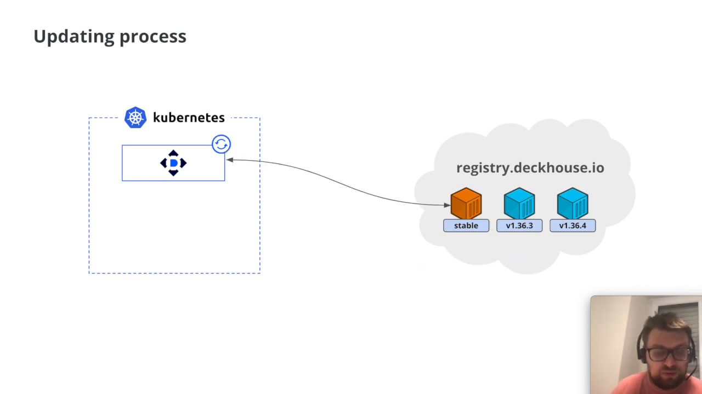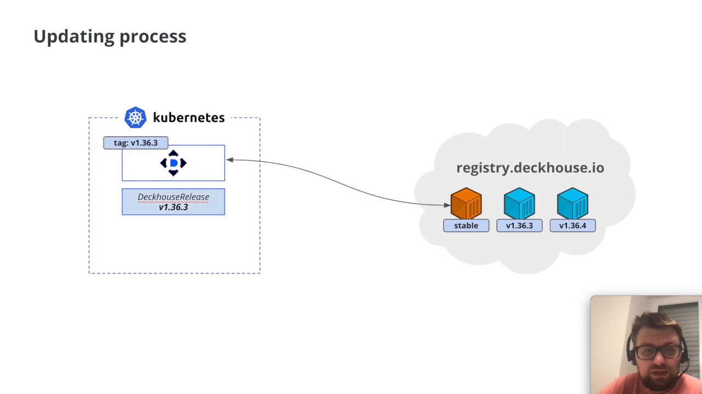So Deckhouse pulls this container image, and if there is a new release, Deckhouse creates a custom resource in the cluster, which is called Deckhouse release. If the tag exists in the registry, Deckhouse will be updated by patching its own deployment to the newer version. And the same goes for the next upcoming release, 1.36.4. Yeah, Deckhouse is updated.